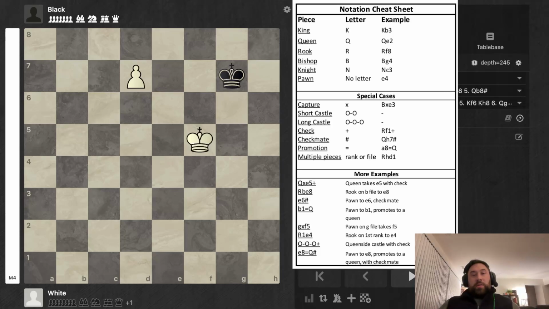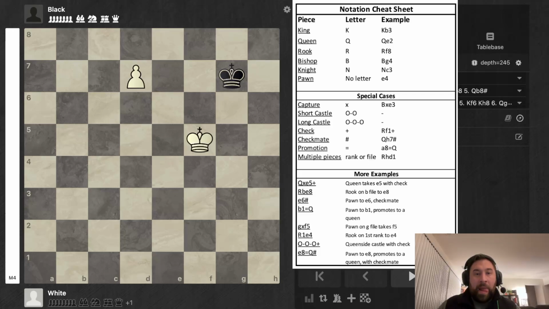So the next example is E6 checkmate. Keep in mind, checkmate could be delivered with any piece, and that includes a pawn. In this case, since we're talking about a pawn, there's no letter in front of it. So it's just the pawn on the E file moves to E6 and checkmates the opponent king. All right. The next one, we just looked at an example like this. In this case, we're saying B1 equals queen. So the pawn moves to B1 and it promotes to a queen.